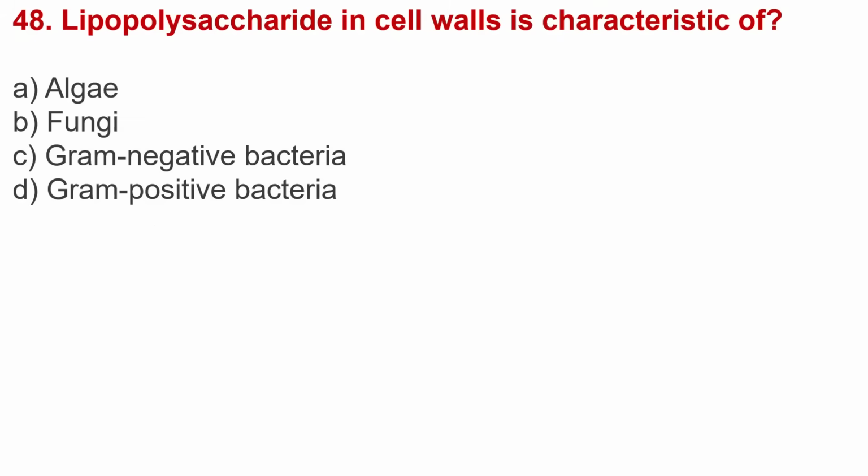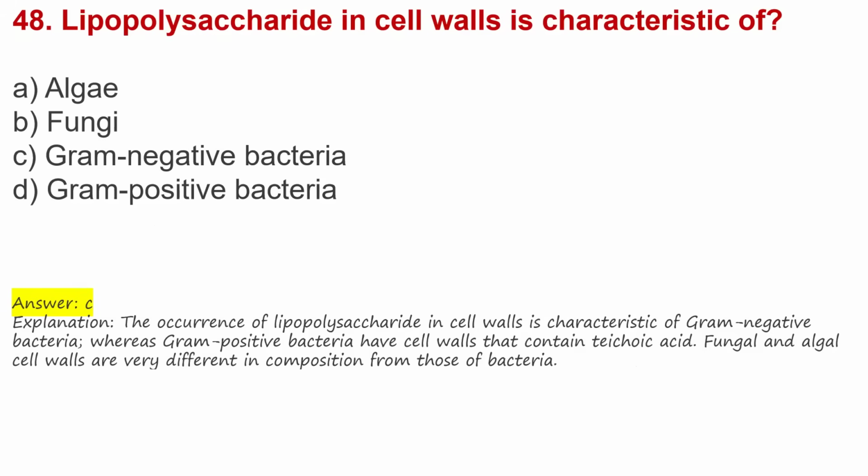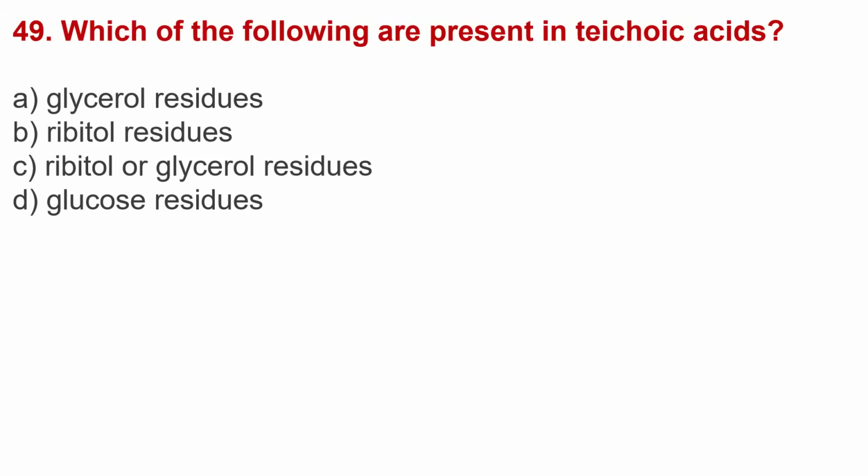Question 48. Lipopolysaccharide in cell walls is characteristic of A. Algae, B. Fungi, C. Gram-negative bacteria, D. Gram-positive bacteria. The answer is C. Gram-negative bacteria. The occurrence of lipopolysaccharide in the cell wall is characteristic of gram-negative bacteria, whereas gram-positive bacteria have a cell wall that contains teichoic acids. Fungal and algal cell walls are very different in composition from those of bacteria.